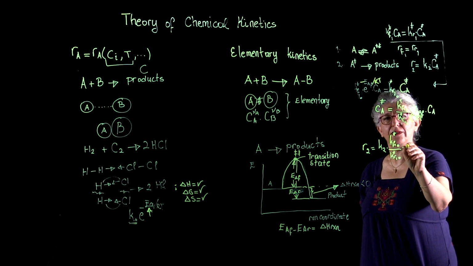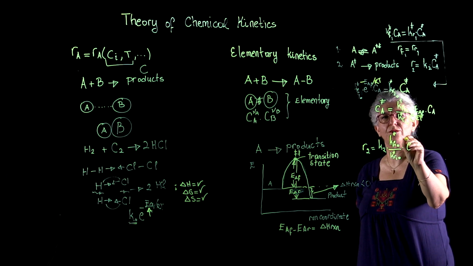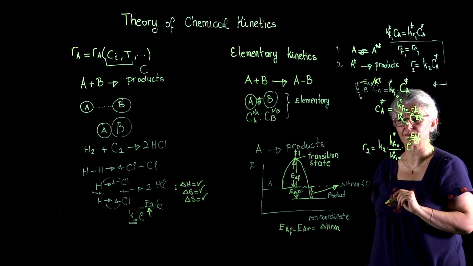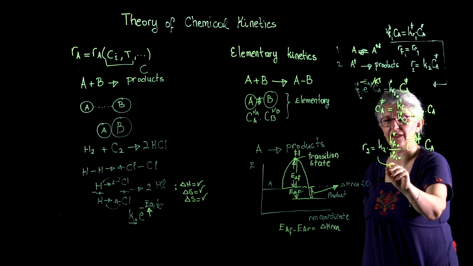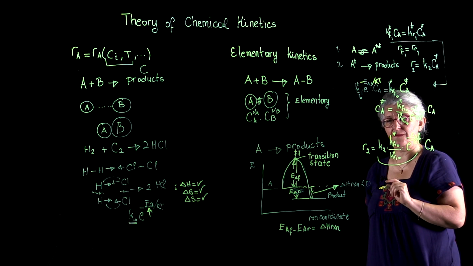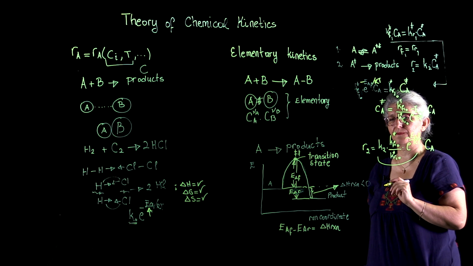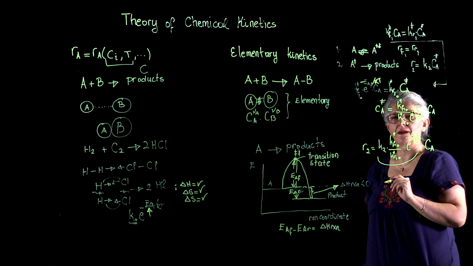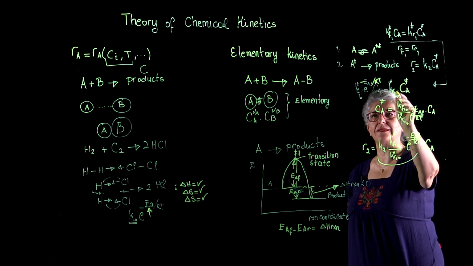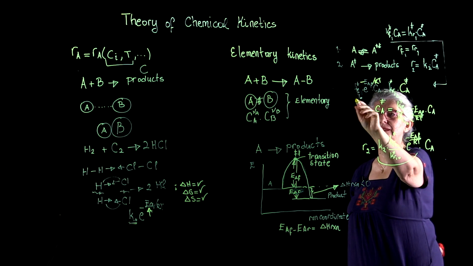So times e to the minus EA forward over RT times CA. Now we will examine this group of quantities. Now let me go back here again.